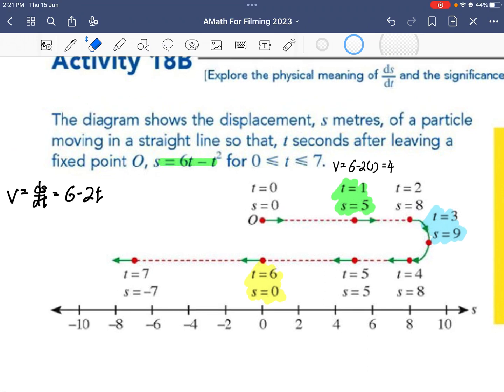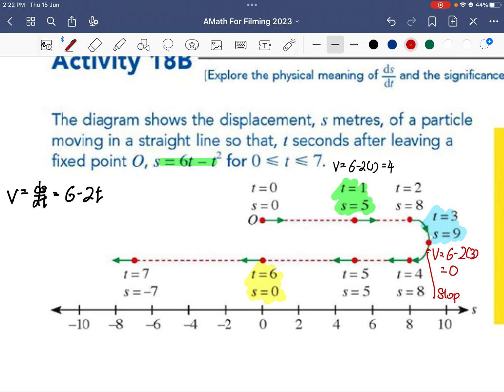So now back to the question at hand. What happens at t equals 3? My velocity at t equals 3 is 6 minus 2 times 3. My velocity is equal to 0. So if there's no velocity, it means that the particle has come to a complete stop. At this point, when velocity is 0, the object has stopped.